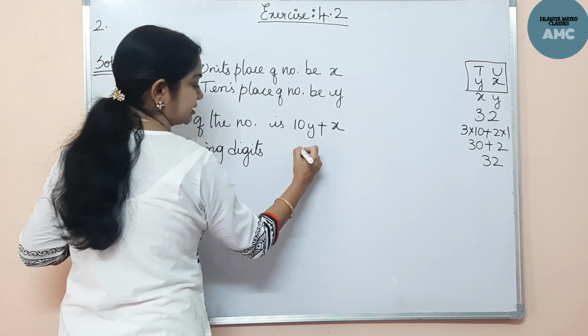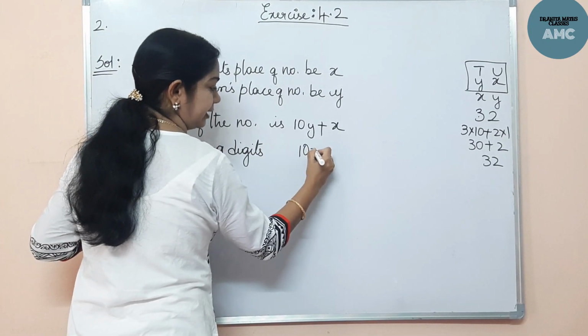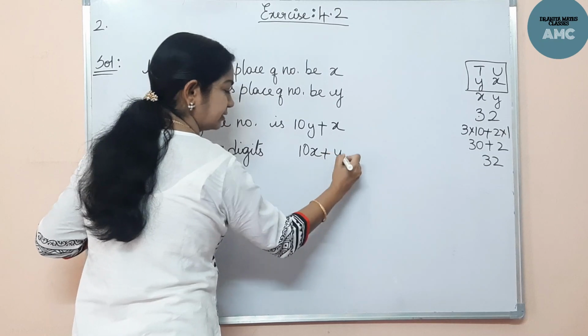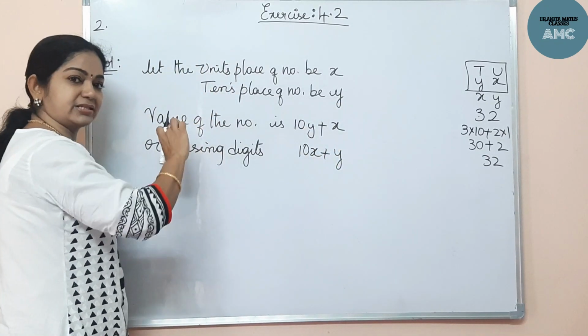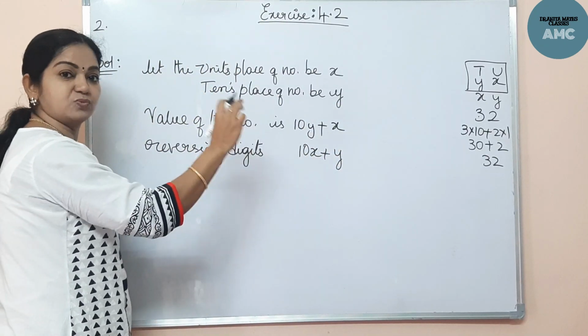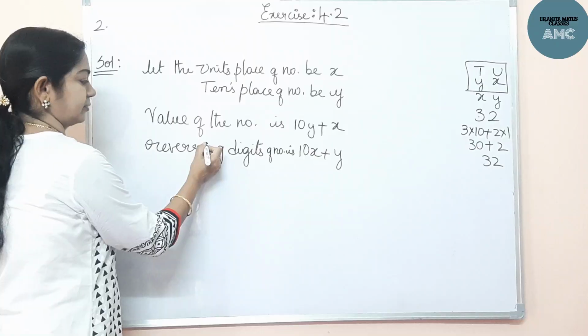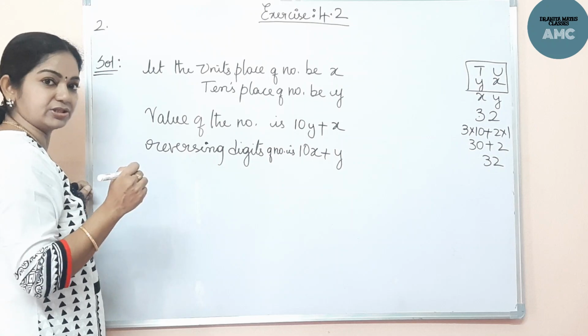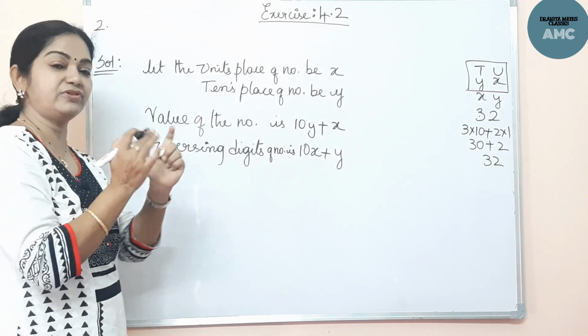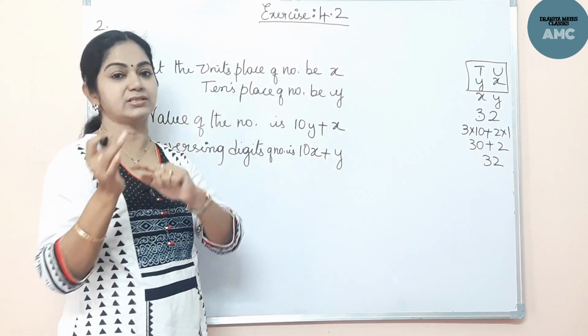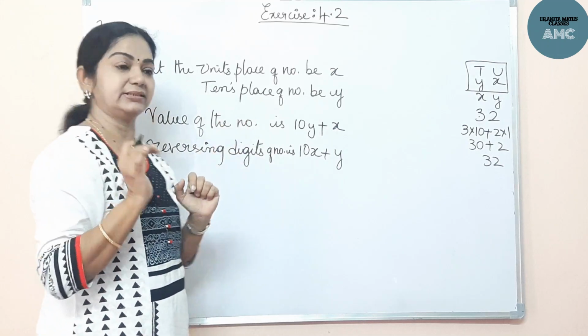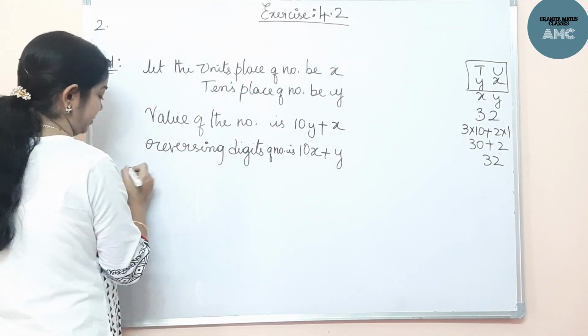So reversing digits, we get 10x plus y. In the tens place, x will be placed, and in the ones place, y will be placed. So, reversing the digits of the number. And also given the condition that the sum of the two-digit number and the reverse of the number is 66. Given condition in the problem.